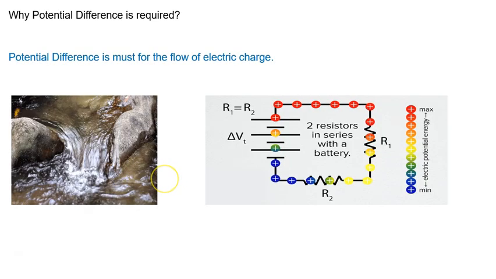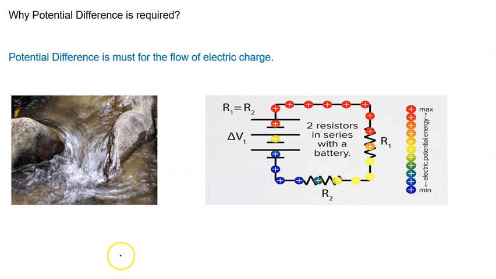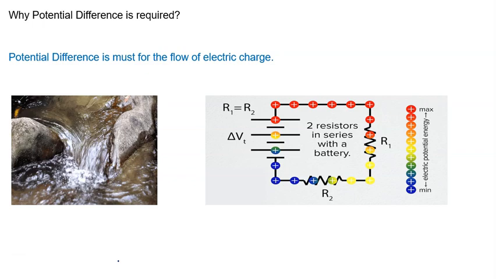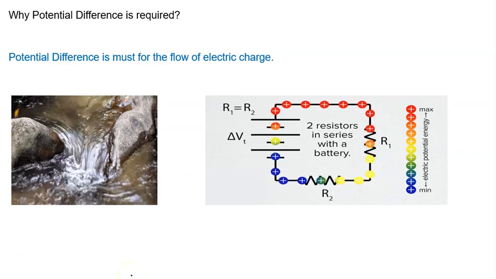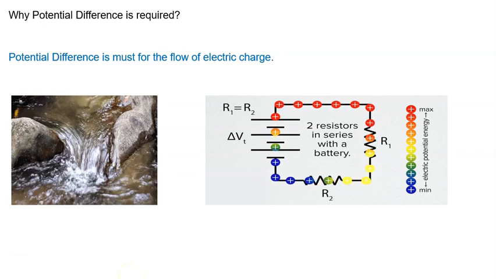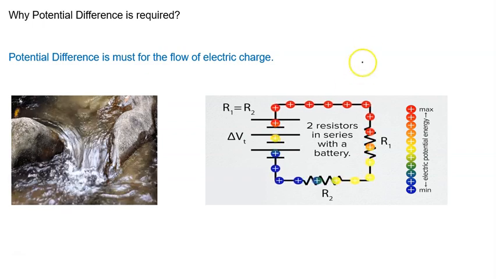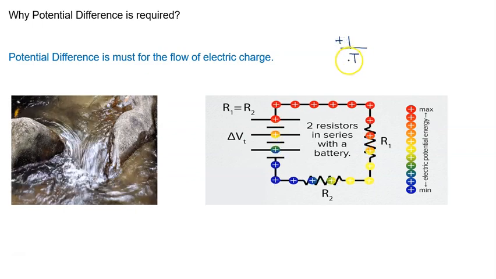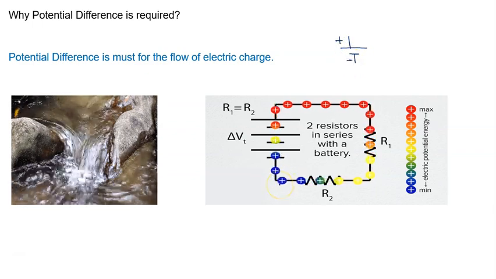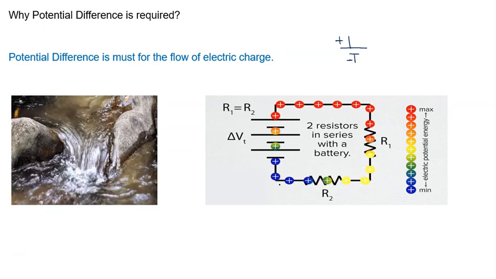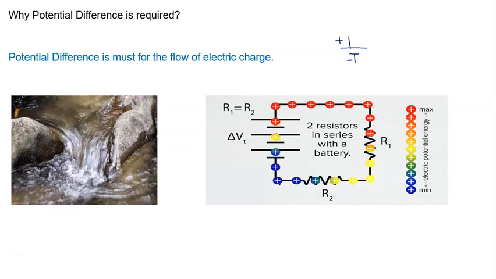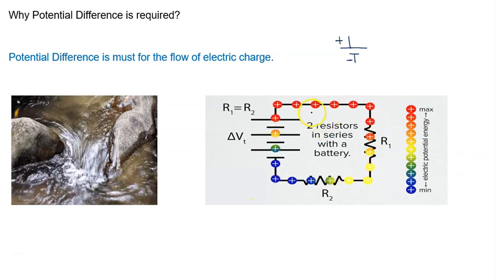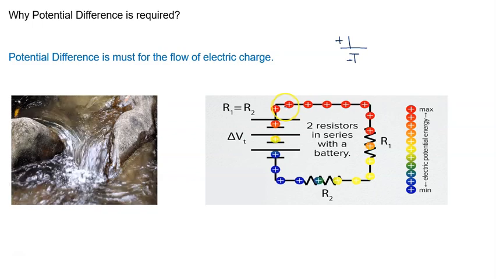Basically, for the flow of water, we require a pressure difference. Water always flows from the high pressure to low pressure region. Similarly, positive charge always flows from the higher potential to lower potential. If this is the battery, this end is known as the positive of the battery, this end is known as the negative of the battery. Positive of the battery is always at the higher potential and negative of the battery is always at the lower potential. So, the charged particle, that is the positive charge, will move from the higher potential to lower potential.